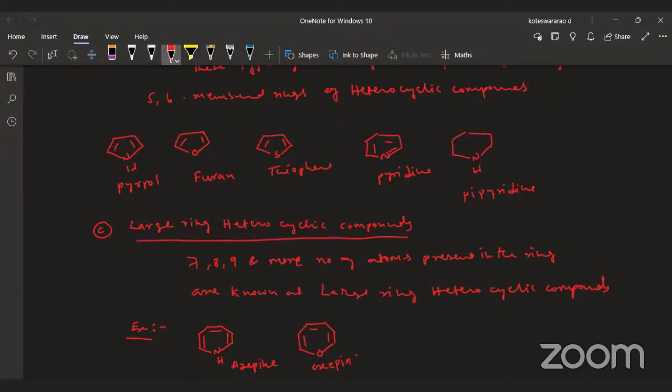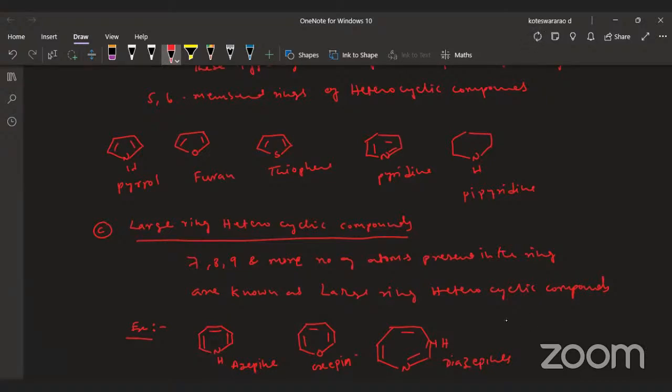I've seen only. The two heteroatoms are there in the same 7-member ring. One is here, another may be here, suppose. We call it diazepines. Everybody knows diazepines. Diazepines are used as tranquilizers, sedatives, right? Okay, these are the examples for the large membered rings.